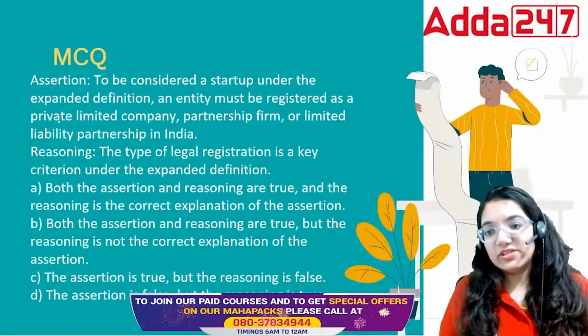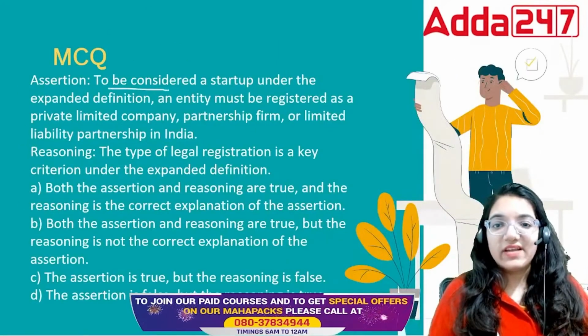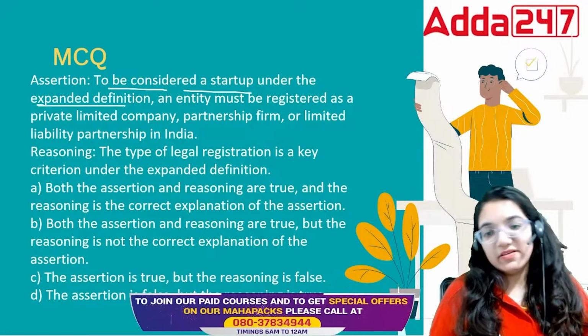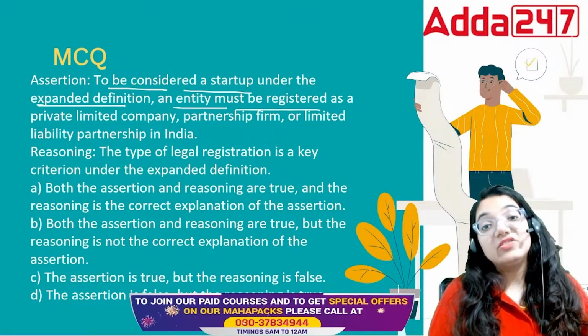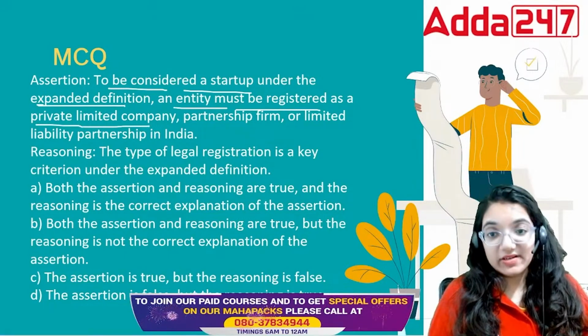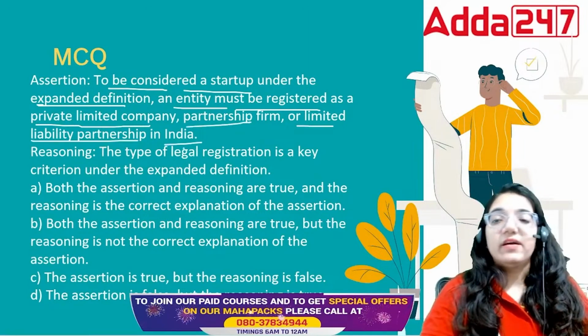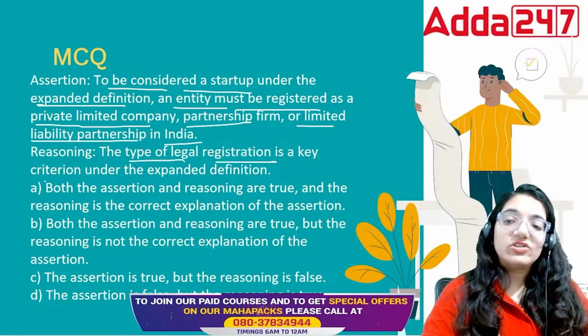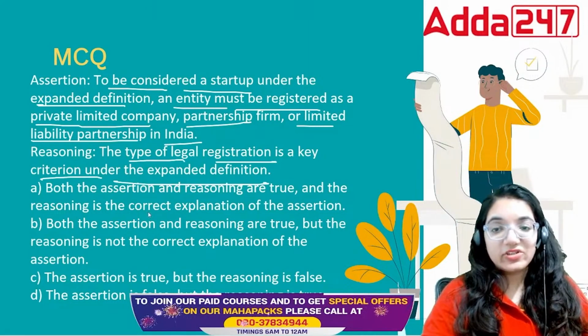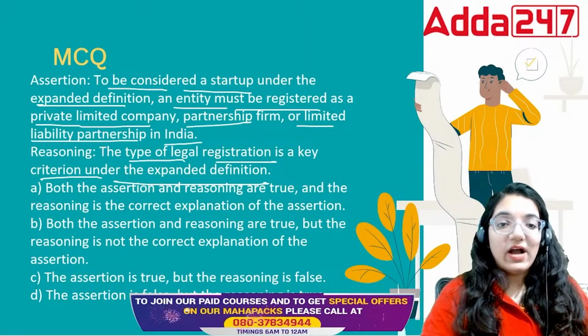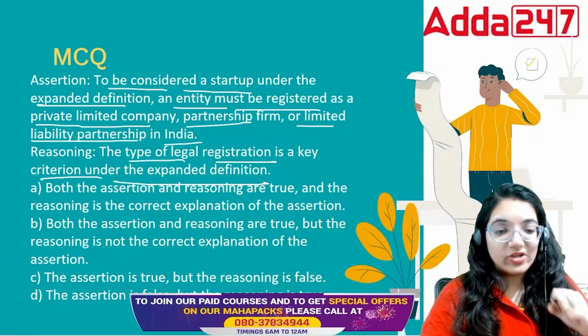Okay? Then comes the next point. To be considered as a startup under the expanded definition, an entity must be registered as a private limited company, a partnership, or a limited liability partnership in India. Because the type of legal registration is a key criterion for the expanded definition. The point is, to everyone, how would the government come to know that you exist?